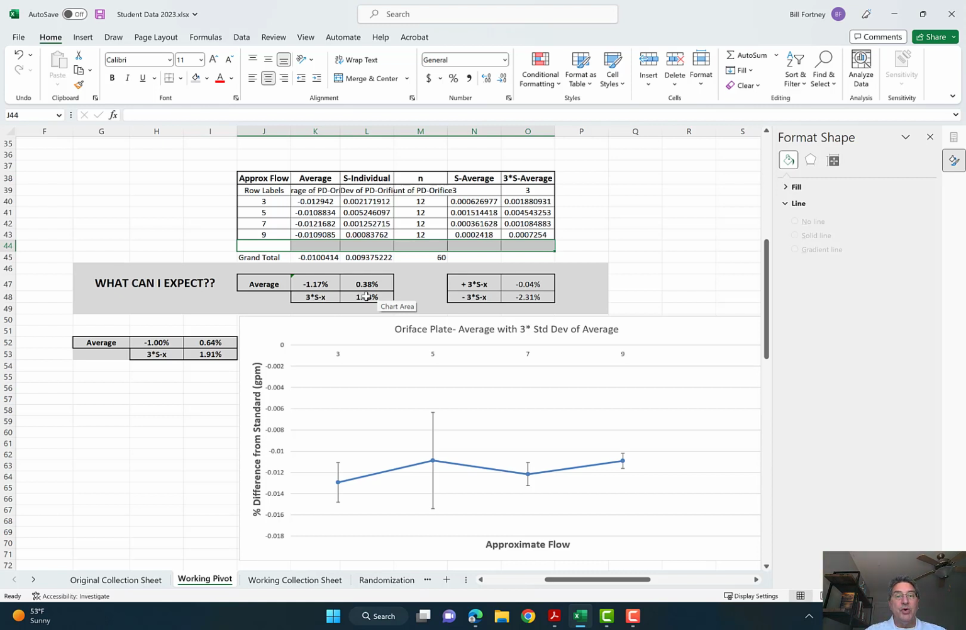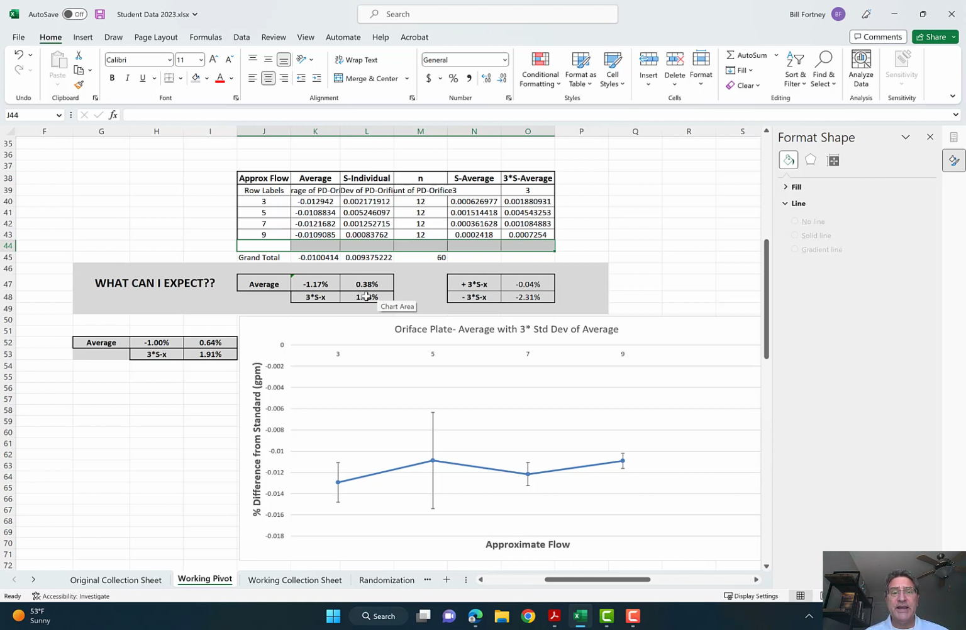If I'm at 1.25, I expect something a little bit different. What would I expect? Well, you could do the same thing. Do your pivot table, just do that one, put these numbers in, and you could calculate the same thing for it.